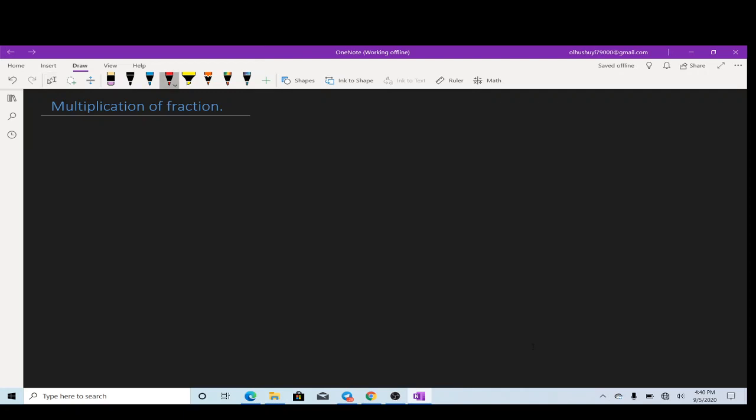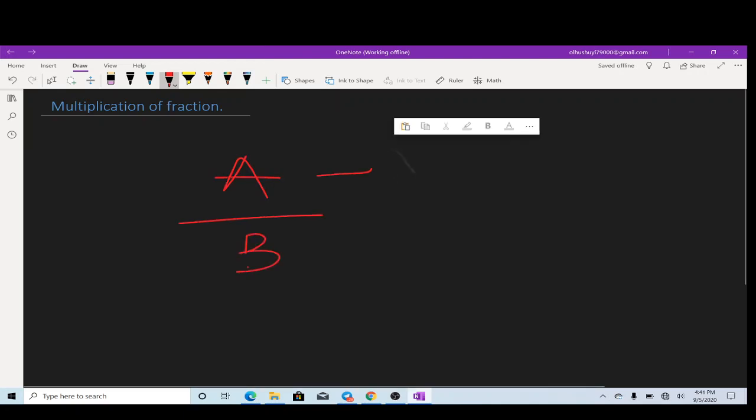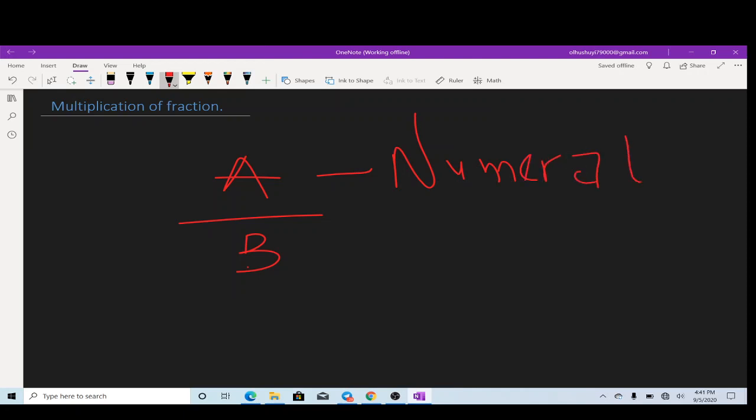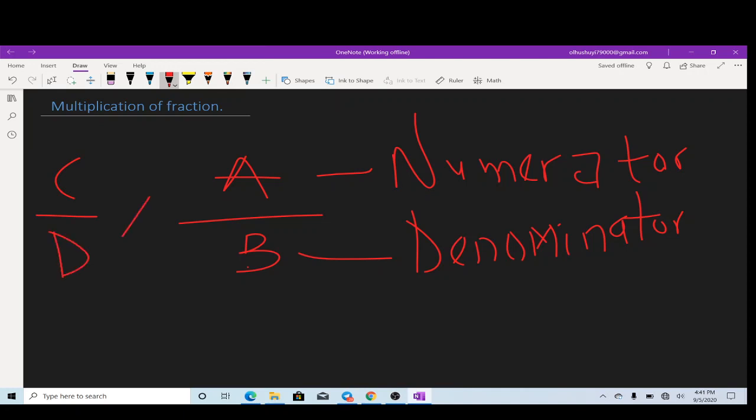First and foremost, in a fraction you have something like a over b. This is a numerator. I've explained that. And this is a denominator. So if you have this, it's possible you have c over d multiplying a over b. What do you do?